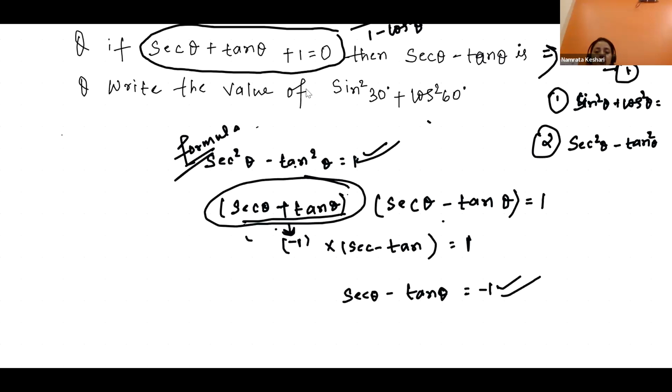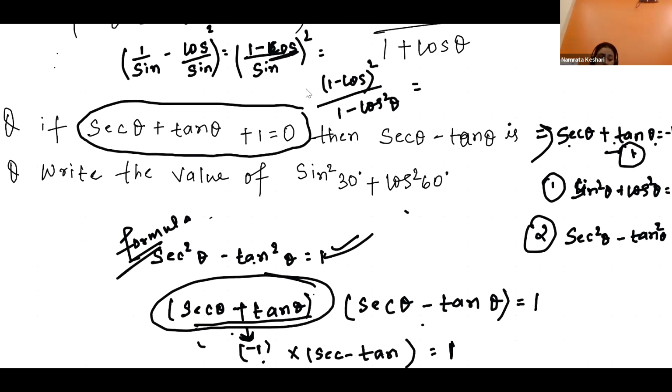Now the next, the third one. Please find the value of sin square 30 degree plus cos square 60 degree.